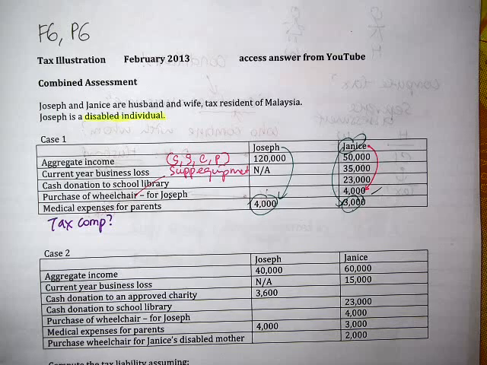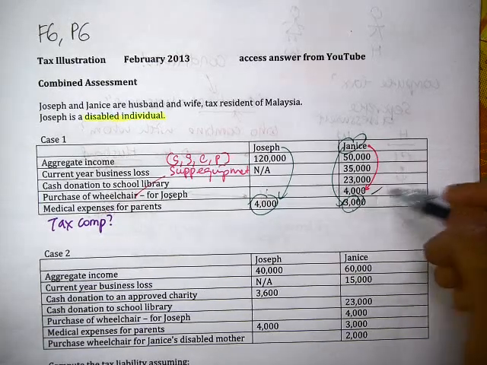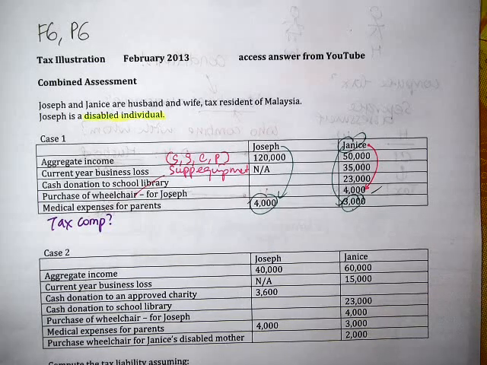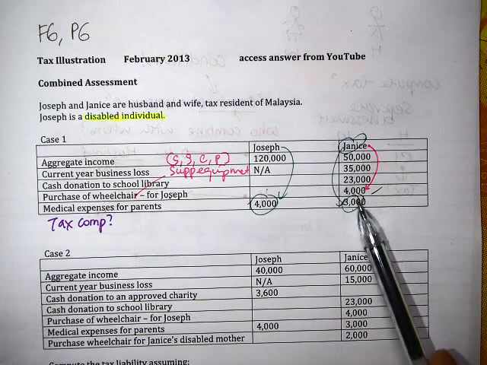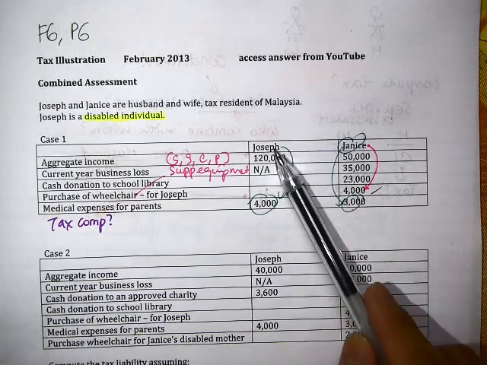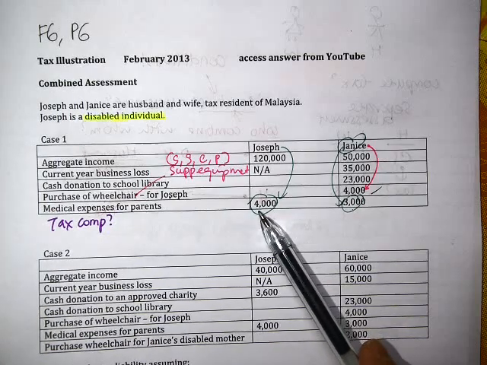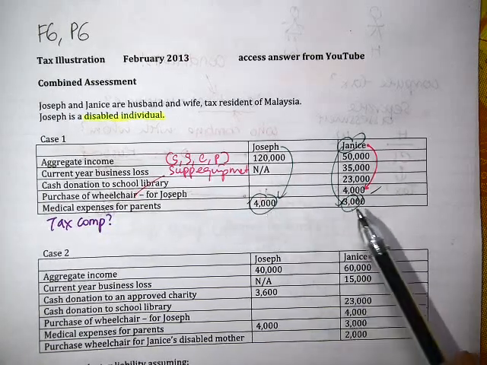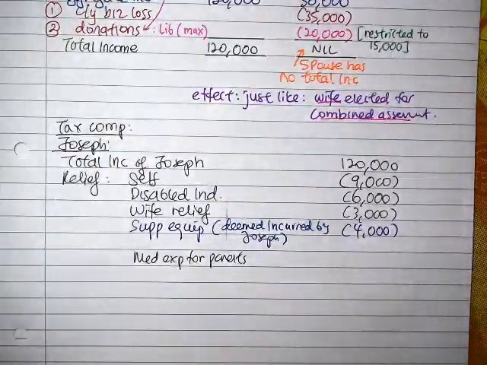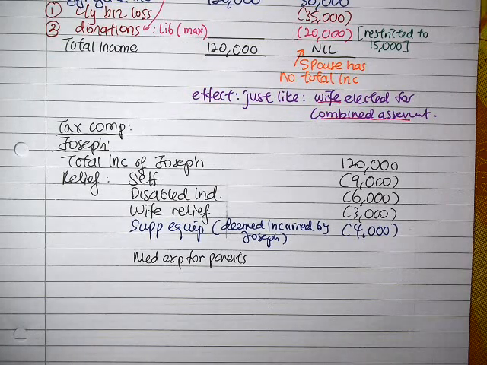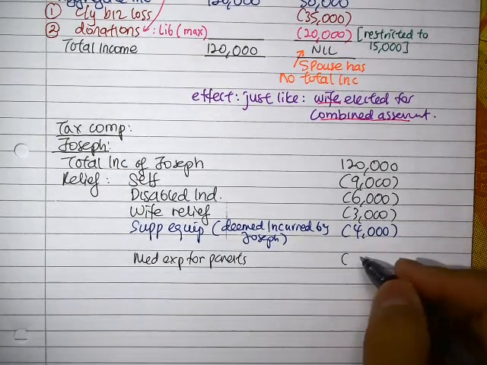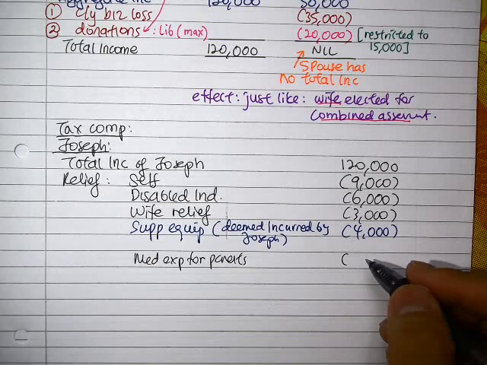But because the spouse has no total income, whatever the wife incurs is deemed incurred by the husband. So that's why you'll be able to claim relief for supporting equipment, because it's deemed incurred by Joseph. Understand? Right, that's the amount here, 4,000.